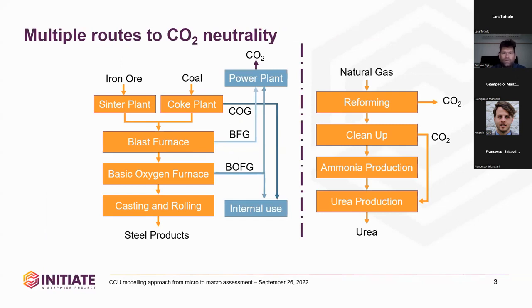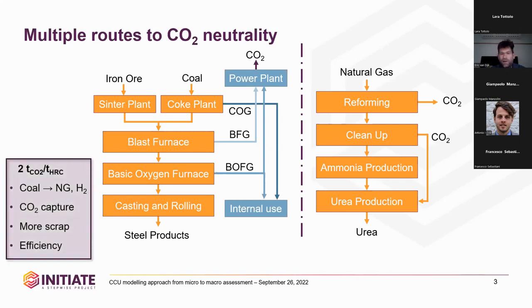So what is this industrial symbiosis about? Here you see the very simplified schemes of a steel plant on the left-hand side and a ammonia and urea plant on the right-hand side. And both of these industries are bulk industries with their own challenge for CO2 reduction. If you consider the iron and steel industry, they typically have a CO2 emission of roughly 2 tons of CO2 per ton of hot rolled coil.